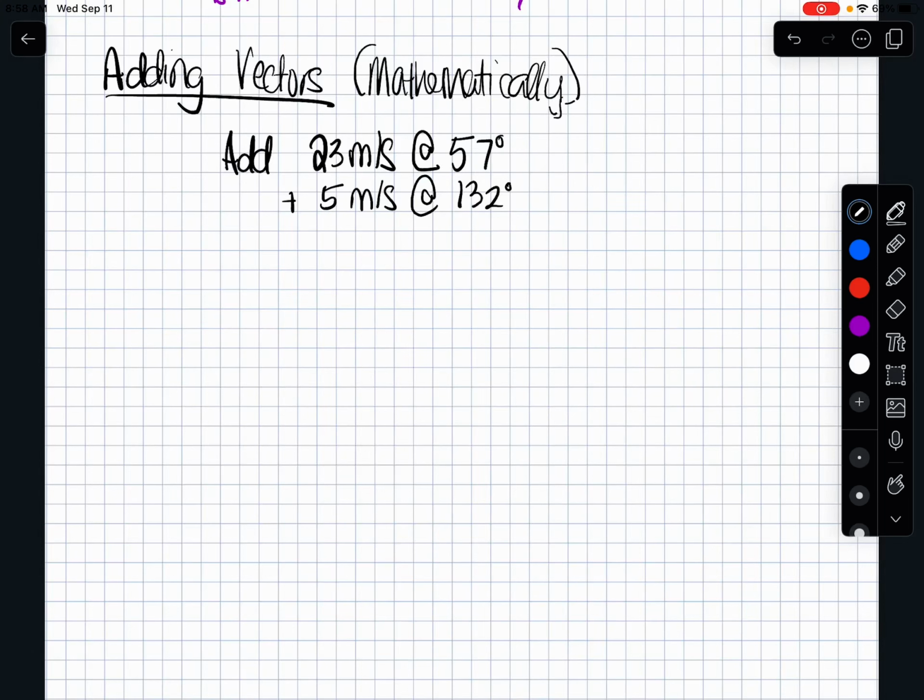Okay, sometimes we want to be a little bit more precise. Drawing isn't good enough, so we need to add these vectors mathematically. My example here is going to be 23 meters per second at an angle of 57 degrees plus 5 meters a second at an angle of 132 degrees.